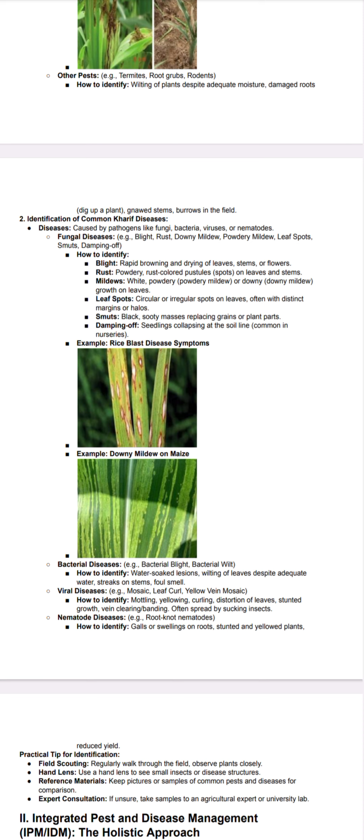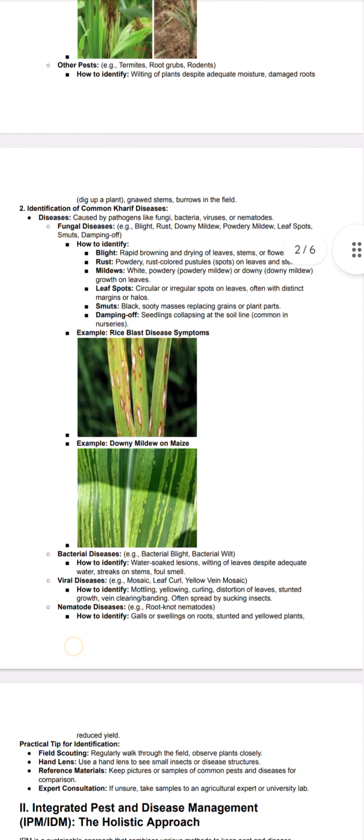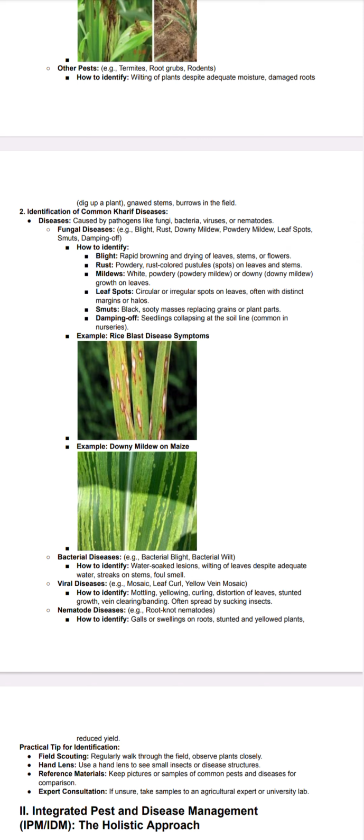Another disease is downy mildew and powdery mildew. Powdery mildew is white colored and powdery. Downy mildew is a downy growth on the leaves. Leaf spots: circular or irregular spots on leaves, often with distinct margins or halos. Smuts: black, sooty mass replacing grains or plant parts.